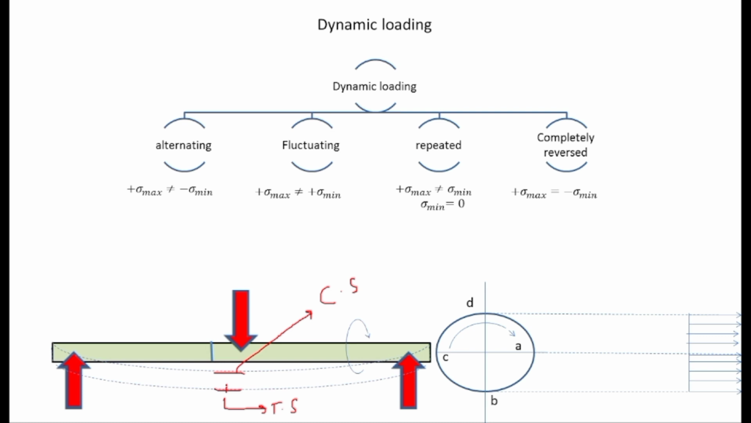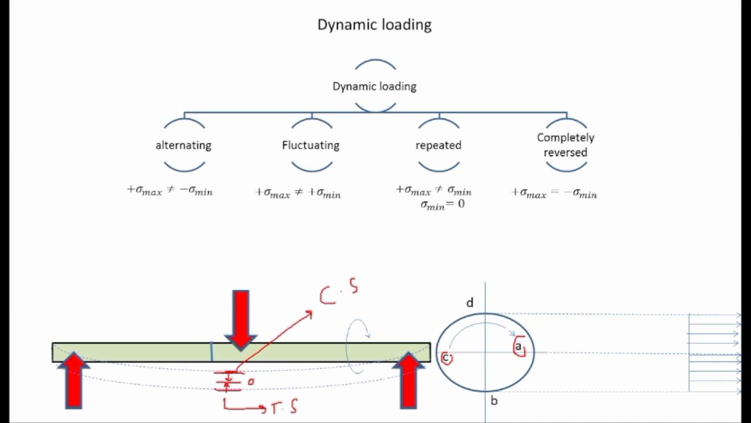And as you move up towards the center, the tensile stresses go on decreasing, and as you move down from the top surface, the compressive stresses are decreasing, and when you reach the center, both the compressive and tensile stresses are equal to 0. So you can see that this point A and point C both are on the central plane.